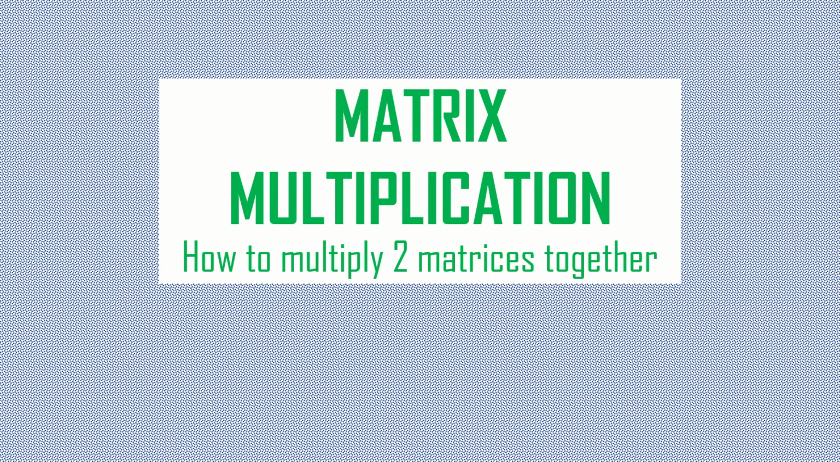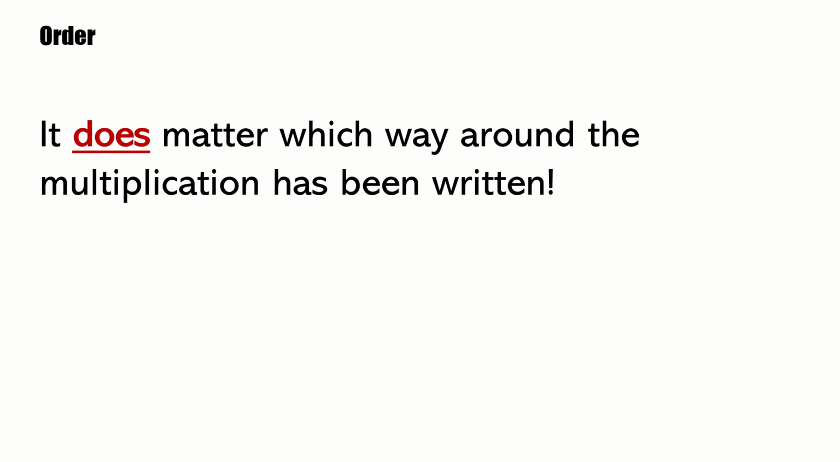Today we're looking at matrix multiplication and how to multiply two matrices together. In order to do that, you do need to be aware of a few quirks. The first of which is that it does matter what order you multiply matrices together. That is a bit weird because that's not what we're used to with numbers, or what you could also call scalars. For instance, 2 times 3 is the same as 3 times 2. Either way, you'll get 6.